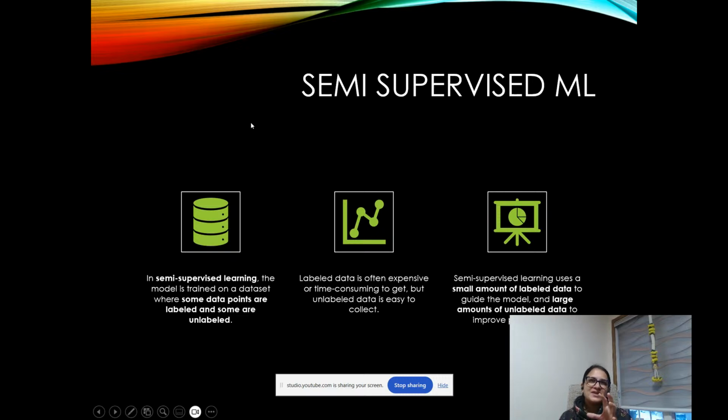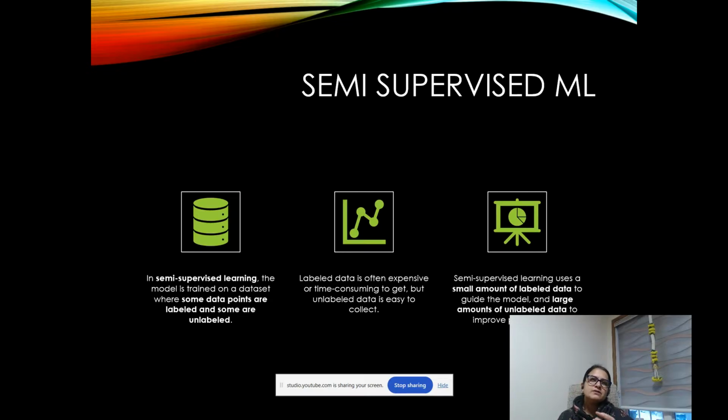Semi-supervised, actually this is a very interesting type of machine learning, because it contains both supervised and unsupervised mixture. Here you have some data which is labeled, some data unlabeled. So sometimes we use it, and this is very, very useful, because collecting labeled data is very expensive. So we sometimes use the unlabeled data. So what semi-supervised does is it uses some portion of labeled data but a large portion of unlabeled data.